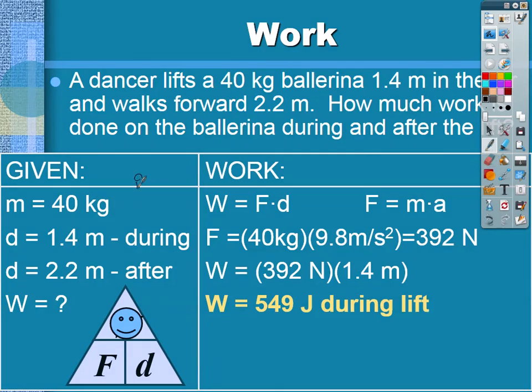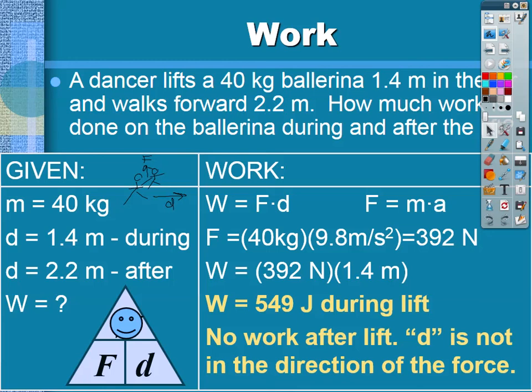There's going to be some terrible pictures. If you're holding them up in the air, it looks like they're holding a baby, but whatever. If you're holding them up in the air, you are applying a force upwards, but then you walk a distance perpendicular to that. If we go back to the definition of work, force and distance have to be in the same direction. They're not in the same direction. So guess what? You don't do 392 times 2.2. That would be incorrect. The answer is there is no work done after the lift. The answer would be 0 joules. You're not changing her position in the air. Her position is exactly the same the whole time as you're walking forward.